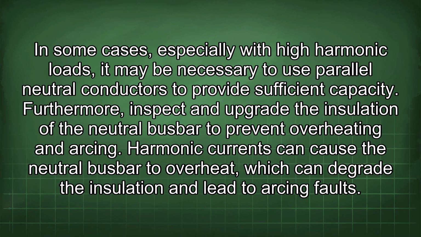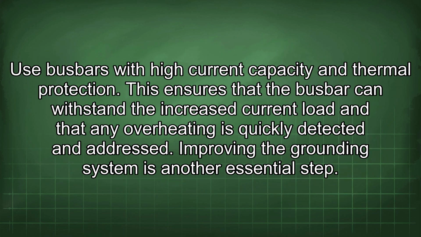In some cases, especially with high harmonic loads, it may be necessary to use parallel neutral conductors to provide sufficient capacity. Furthermore, inspect and upgrade the insulation of the neutral busbar to prevent overheating and arcing. Harmonic currents can cause the neutral busbar to overheat, which can degrade the insulation and lead to arcing faults. Use busbars with high current capacity and thermal protection. This ensures that the busbar can withstand the increased current load and that any overheating is quickly detected and addressed.